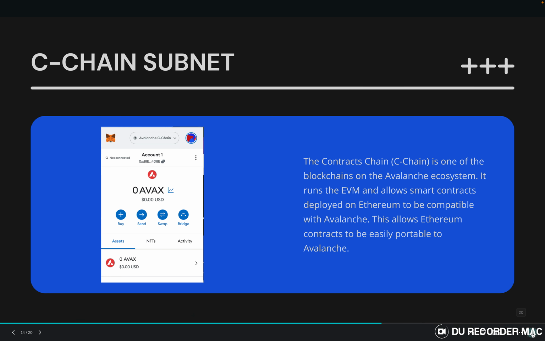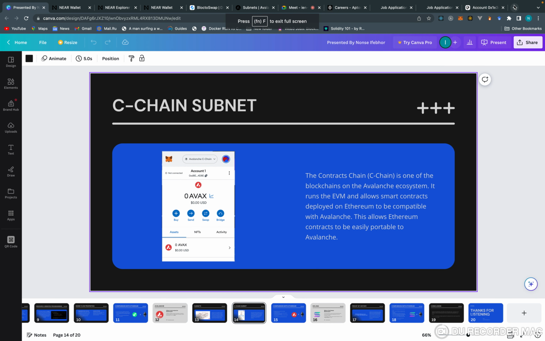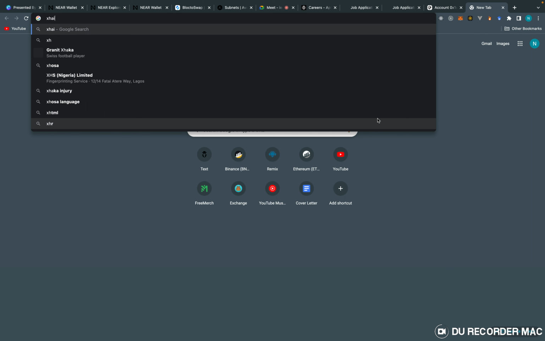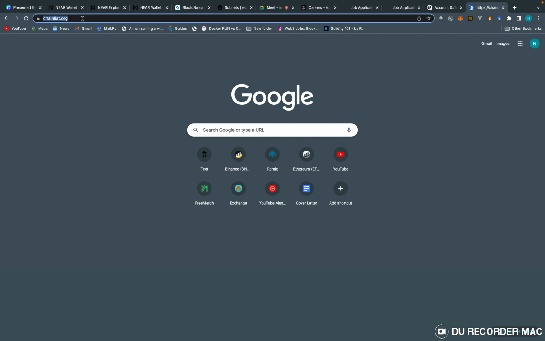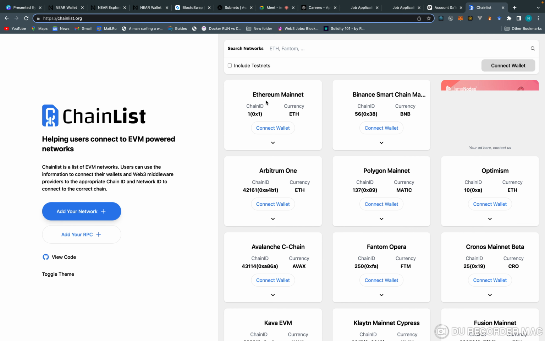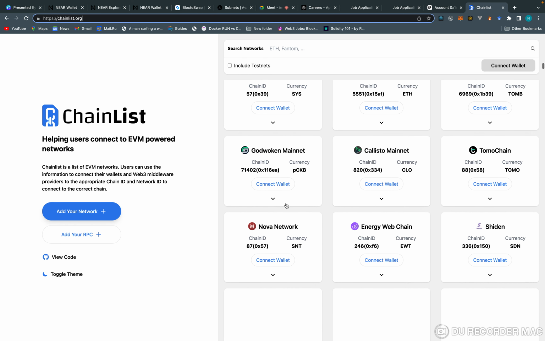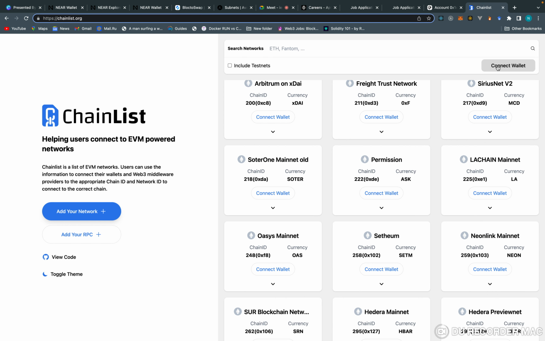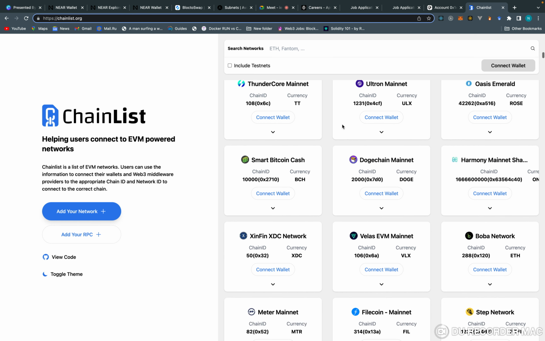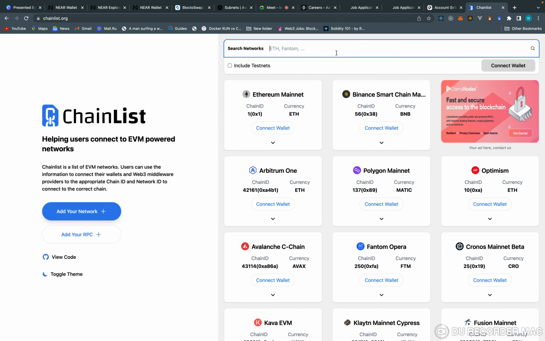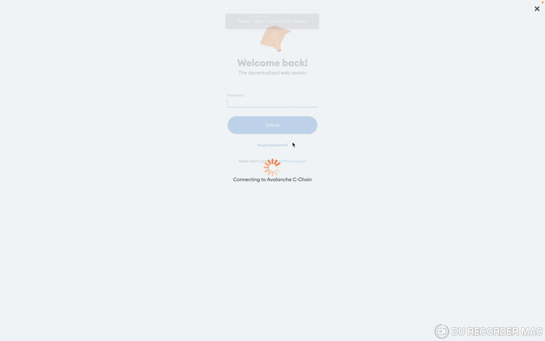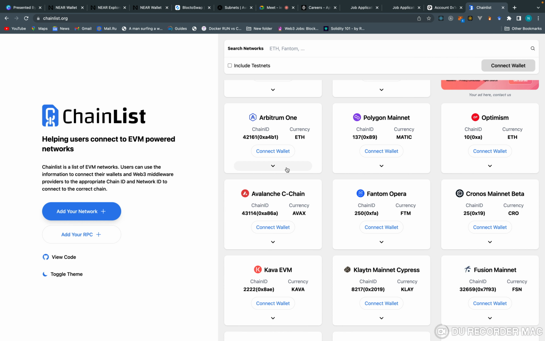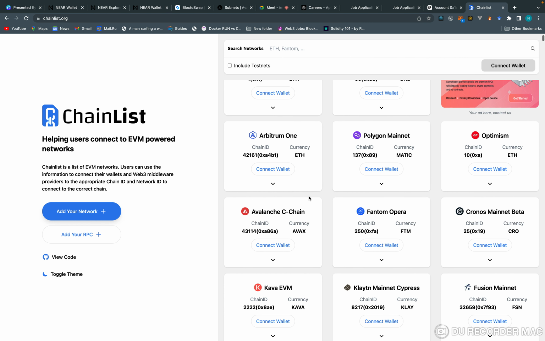Just a quick aside, if you are looking for networks that run EVM, or you want to add a network to your MetaMask, you can come to chainlist.org right here. chainlist.org has a list of all the chains that run EVM. So I can connect my MetaMask wallet and add a network. What I did was I came here and searched for Avalanche. So this is Avalanche actually. Connect my wallet. Okay, trying to connect to the Avalanche chain. Basically you can connect your wallet and add any network here.